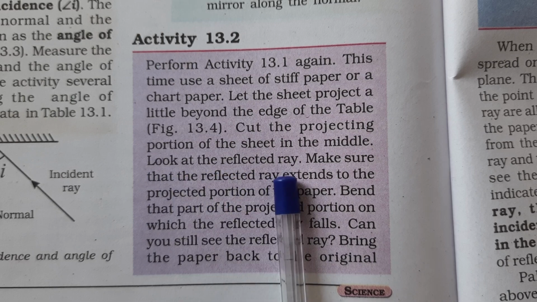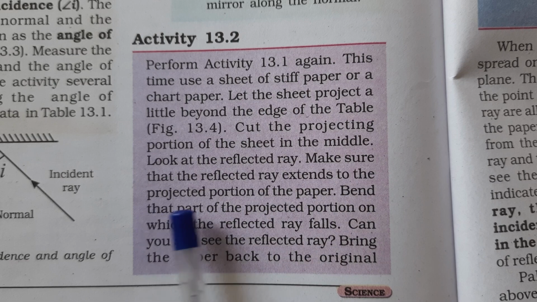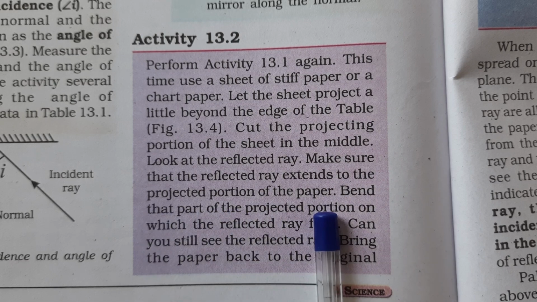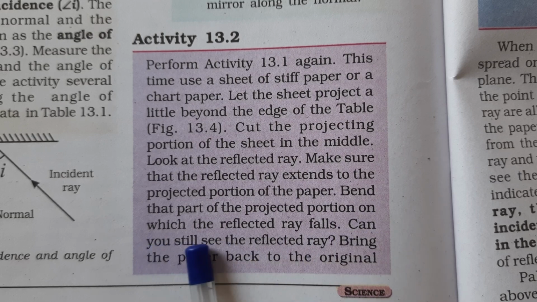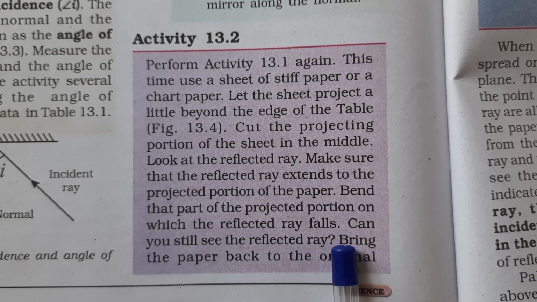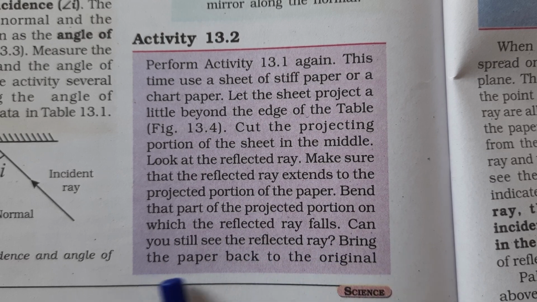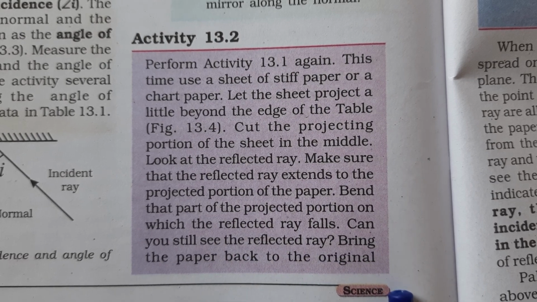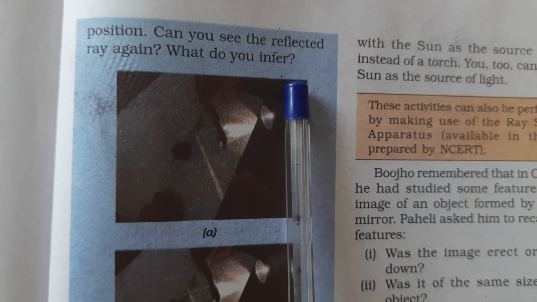Look at the reflected ray. Make sure that the reflected ray extends to the projected portion of the paper. Bend that part of the projected portion on which the reflected ray falls. Can you still see the reflected ray? Bring the paper back to the original position. Can you see the reflected ray again? What do you infer?